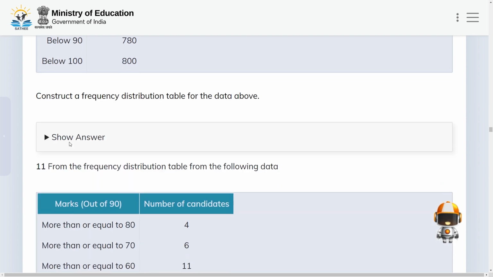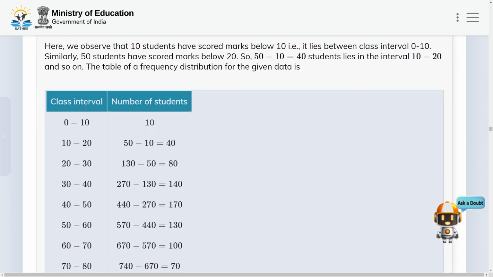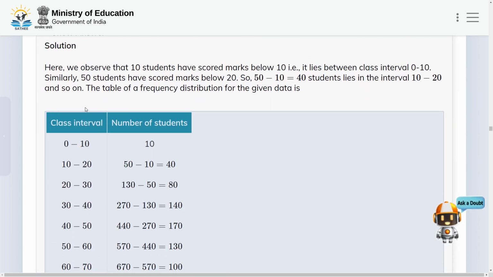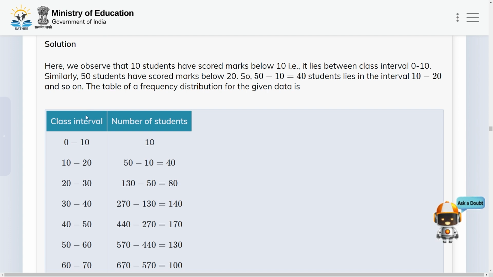So let us construct it. Here we observe that 10 students have scored marks below 10, that is, they lie in the class interval 0 to 10. Similarly, 50 students have scored marks below 20, so 50 minus 10, that is 40 students, lie in the interval 10 to 20, and so on. So the frequency distribution table for the given data is this.